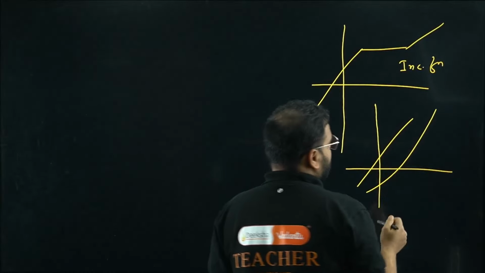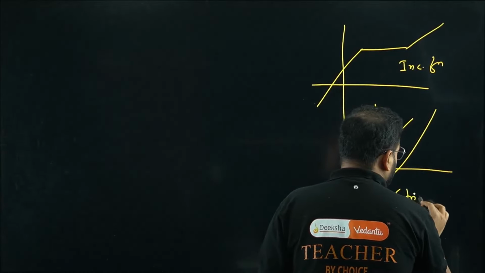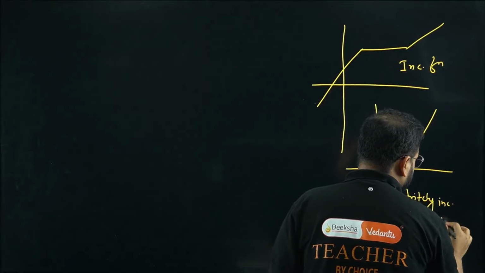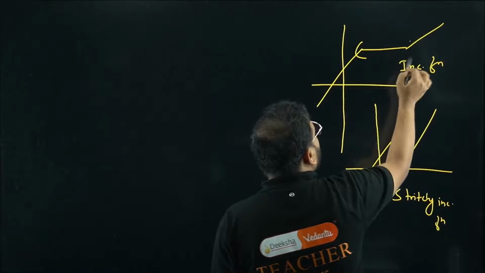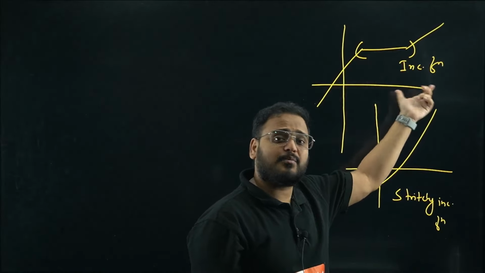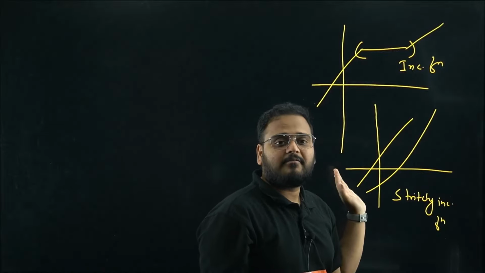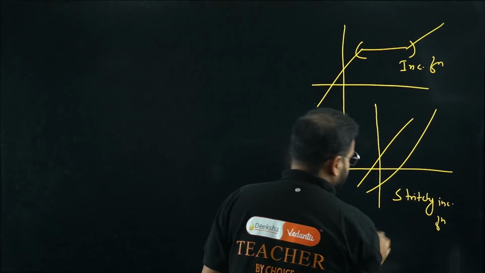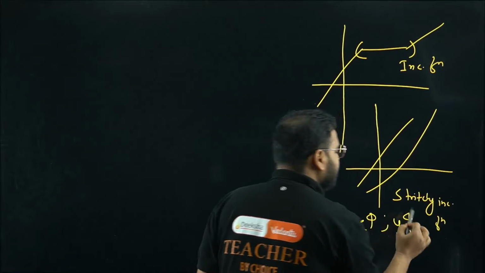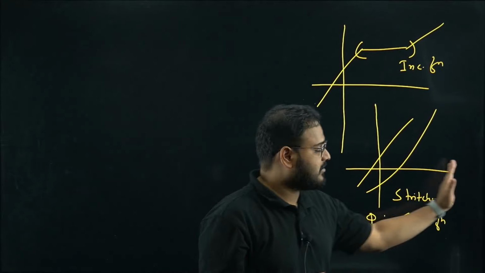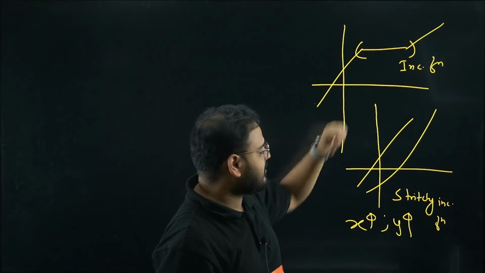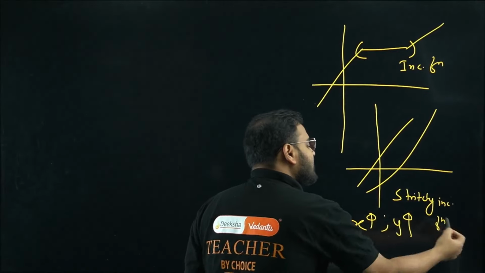These are all strictly increasing functions. In the increasing case you can see there's a constant part over here. Whenever you have that involved, you call the function increasing, whereas in the other case, when the value of x increases, the y value is increasing all the time. When x increases from left to right, y always keeps going up, up, up. That's why it is called a strictly increasing function.